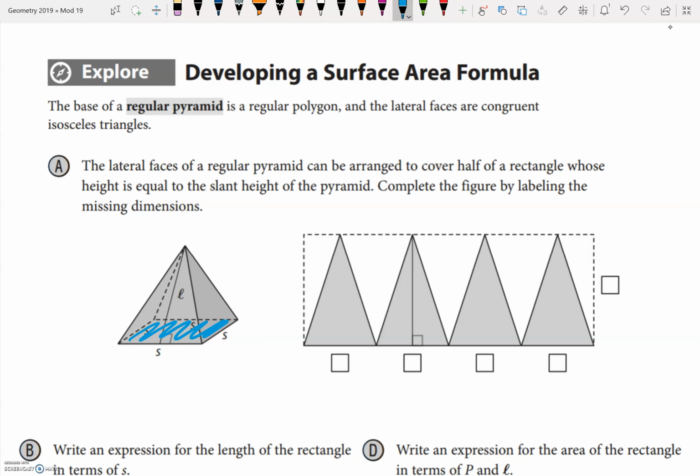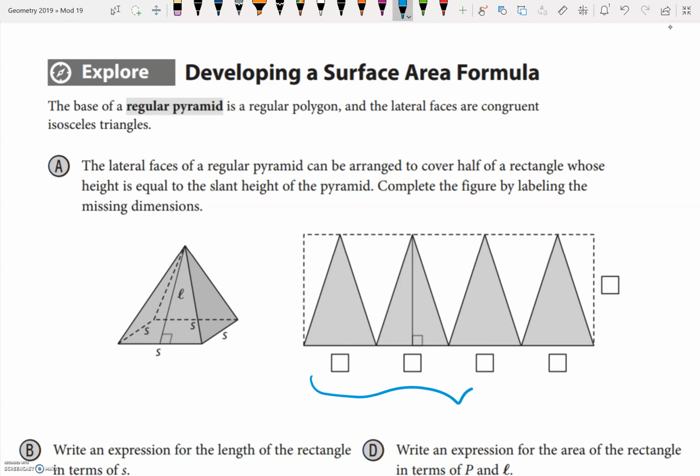If you unwrap all 4 triangles and line them up, you'll notice that we could draw a nice rectangle around them. If you compare how much area is in the shaded portion and the non-shaded portion, you'll see that they're the same, which means the area of all the triangles is going to be half of the rectangle. And how do we figure out the area of the rectangle? Well, the area would be base times height.